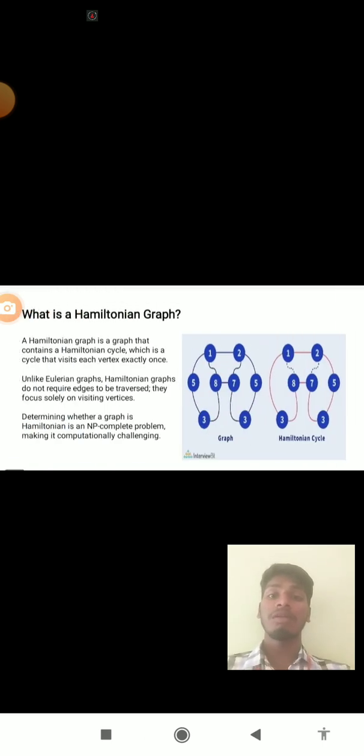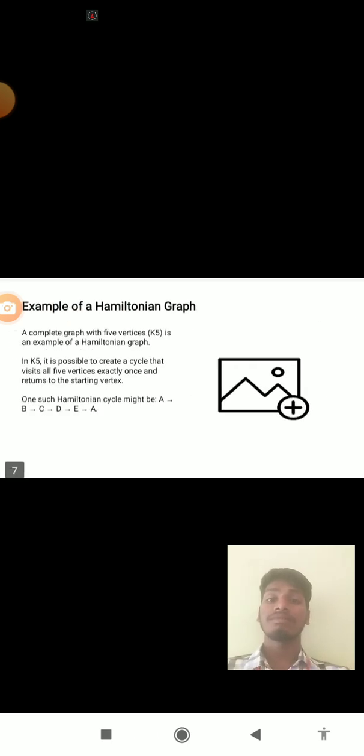Next topic is what is a Hamiltonian graph? A Hamiltonian graph is one that contains a Hamiltonian cycle, which is a cycle that visits each vertex exactly once. Unlike Eulerian graphs, Hamiltonian graphs do not require edges to be traversed. They focus solely on visiting vertices. Determining them is an NP-complete problem, making it computationally challenging.